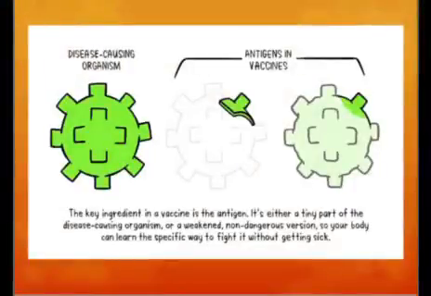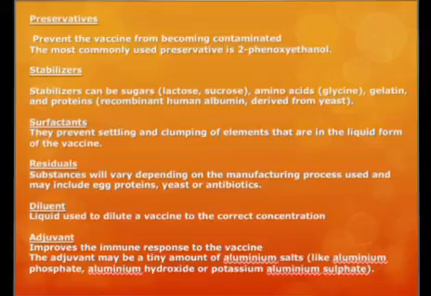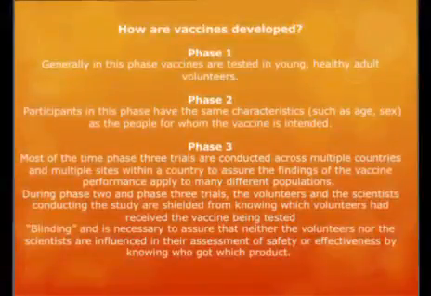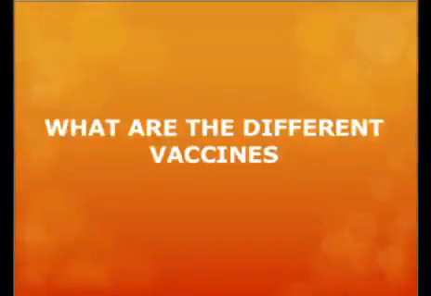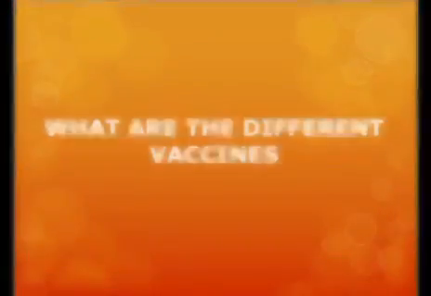The key ingredient in a vaccine is the antigen. It's either a tiny part of disease-causing organism or a weakened, non-dangerous version, so your body can learn the specific way to fight it without getting sick. These are the 7 ingredients used for a vaccine. How are vaccines developed? These are the 3 phases for developing a vaccine. What are the different vaccines?